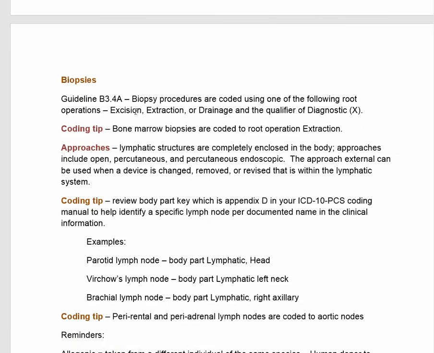Again, don't forget, when we are coding your biopsy procedures, your last qualifier value should be X, because a biopsy by definition is looking for diagnostic confirmation, or is being done for analysis. Another way to think of it is that this is a fishing expedition. The surgeon is doing this component of the procedure, this biopsy, to get information on diagnosis.